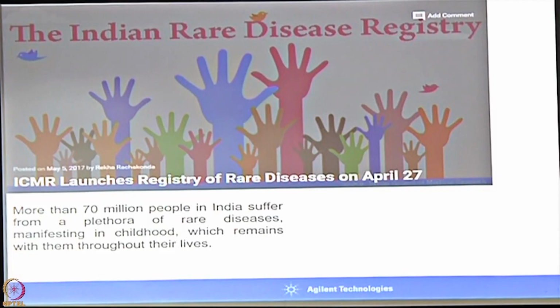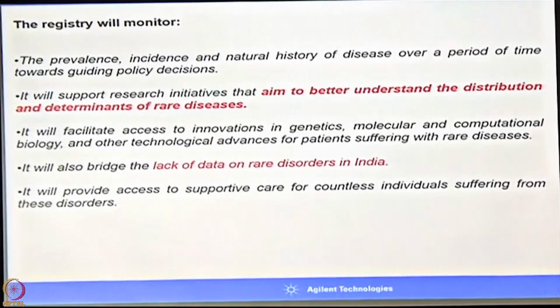So in April 2017, they launched this project, and these are the key objectives of this ICMR registry. Its main objective is to understand what's the problem of rare disease, what's the causation of that, and how this data can be utilized for the treatment of the rare disease. So these are two main objectives of the ICMR, and I think it's available for the grant application also.